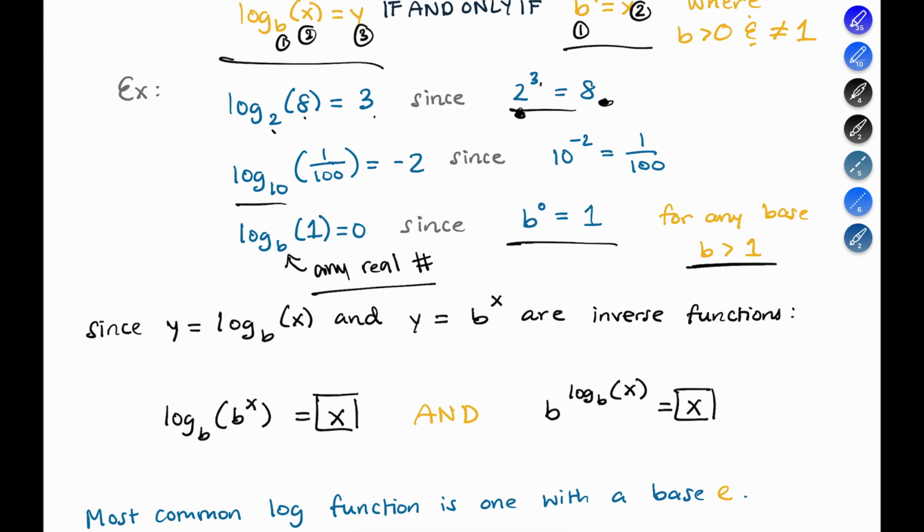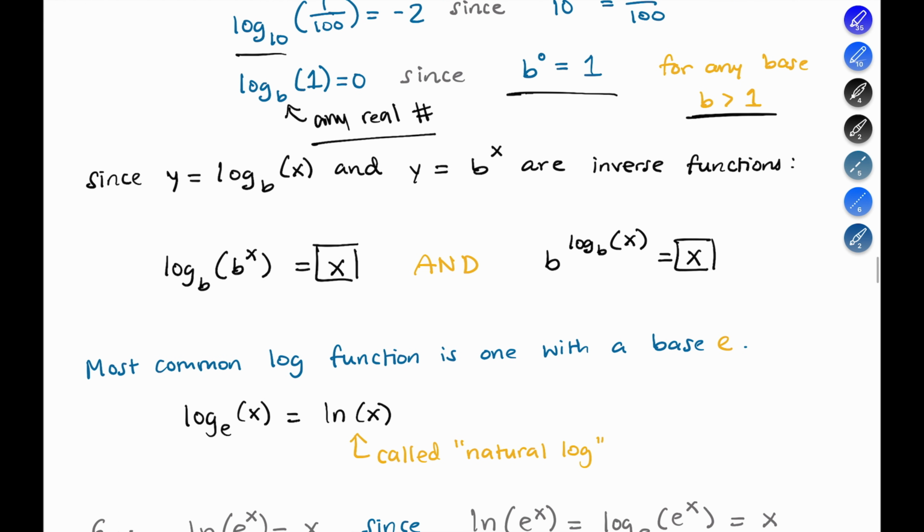So if we take log base b of b to the power of x, then these two right over here cancel out, and we're just left with x. And same thing for b to the power of log base b of x. These two will cancel out, and then we're going to be left with x again.